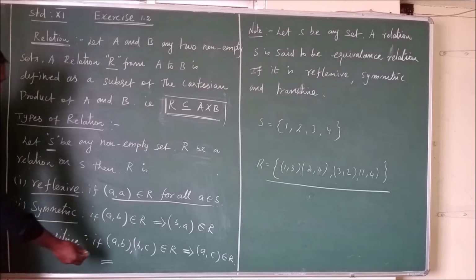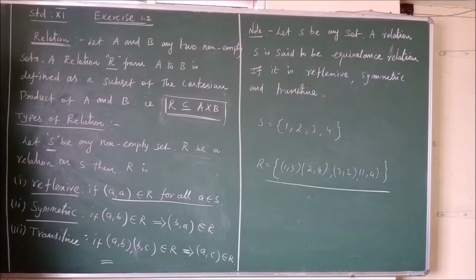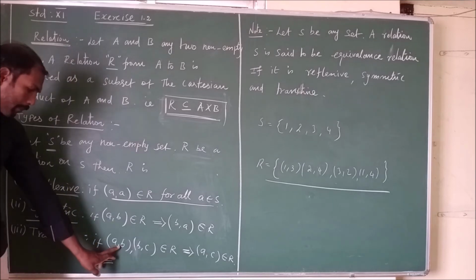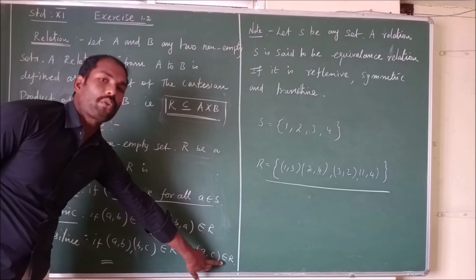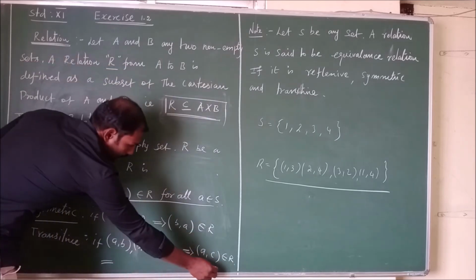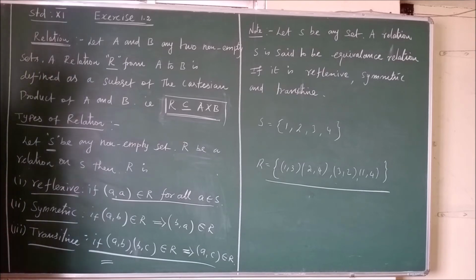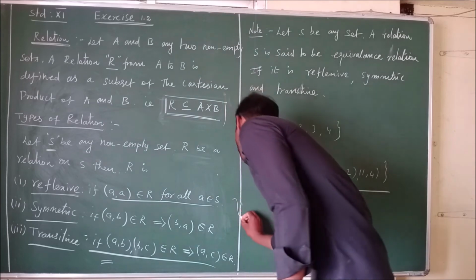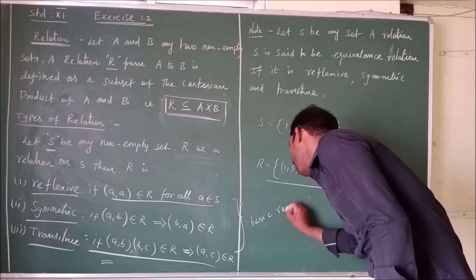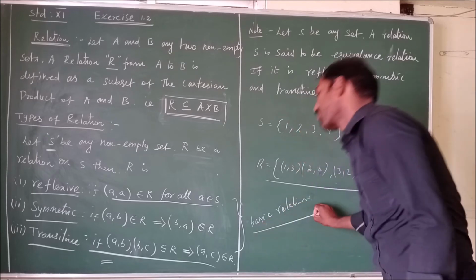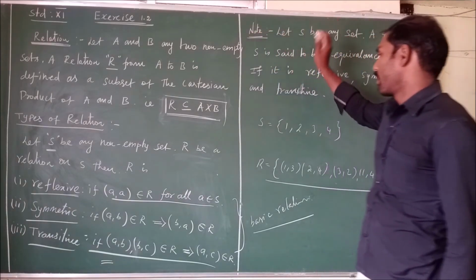The third one: take any three elements. If (a, b) and (b, c) belong to R, then (a, c) also belongs to R. If it satisfies this condition, it is called a transitive relation. These three conditions are the basic relations. Then the fourth one is the equivalence relation.